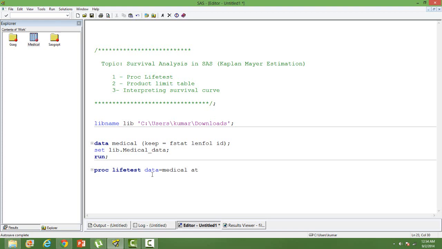I'm going to write here atrisk. So this is an option which gives you how many patients are at risk at different time points. And then I'll plot the survival function. Then time, lenfol, fstat(0).